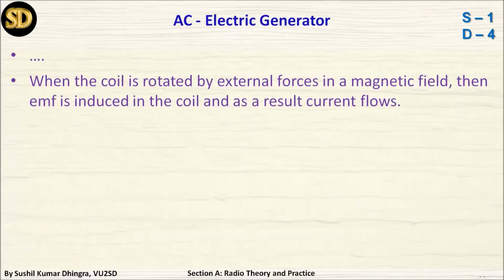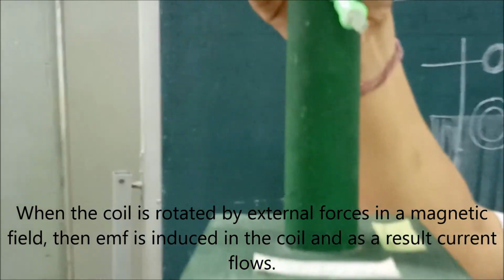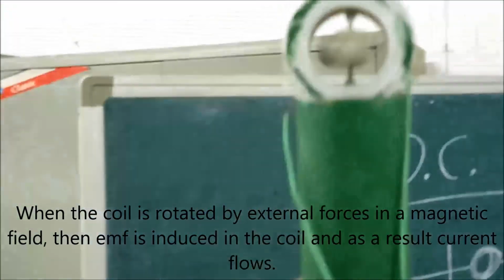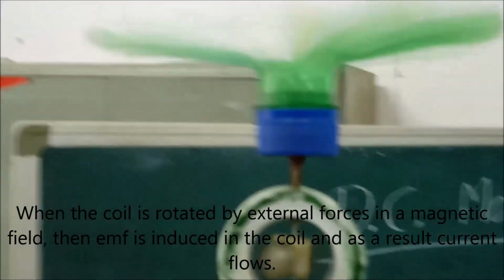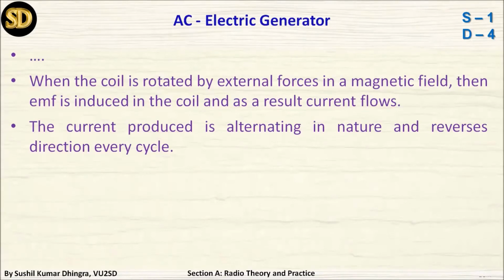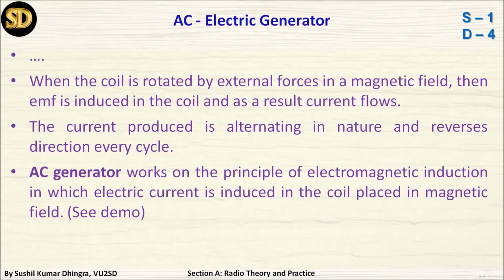When the coil is rotated by external forces in the magnetic field, then EMF is induced in the coil and as a result current flows. The current produced is alternating in nature and reverses direction every cycle. An AC generator works on the principle, as I told again and again, of electromagnetic induction. This you have to understand, but I don't think this will come in the ASOC exam.